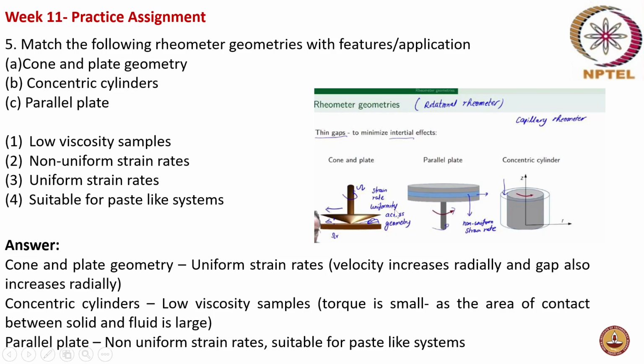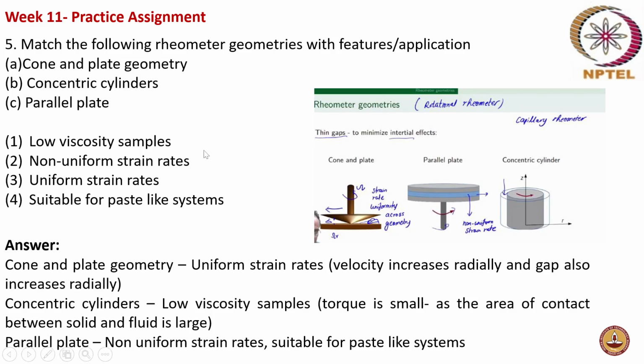And in cylindrical geometry, there is a large area of contact, so it can be used for low viscosity samples. And in parallel plate, as you can see here, there will also be a velocity increase radially. Okay, but the gap is constant, but this leads to non-uniform strain rates.